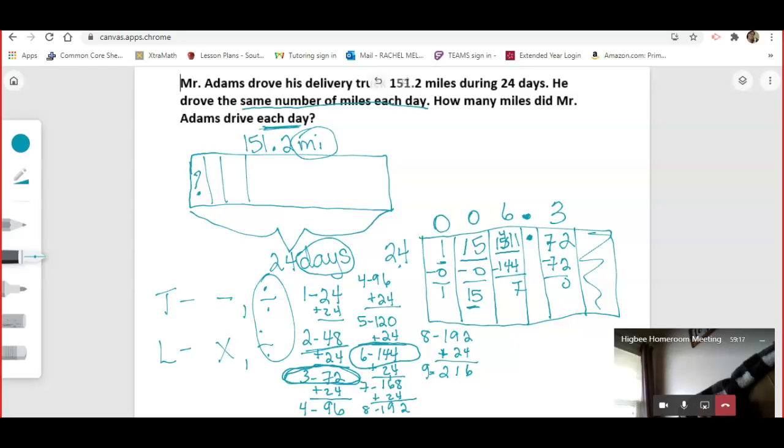Lyric said, don't forget to put your decimal, because if I don't put that decimal, then I'm saying that this is 63 miles every day, when really it's 6.3 miles every day, and that is a big difference. All right, any questions on that part?